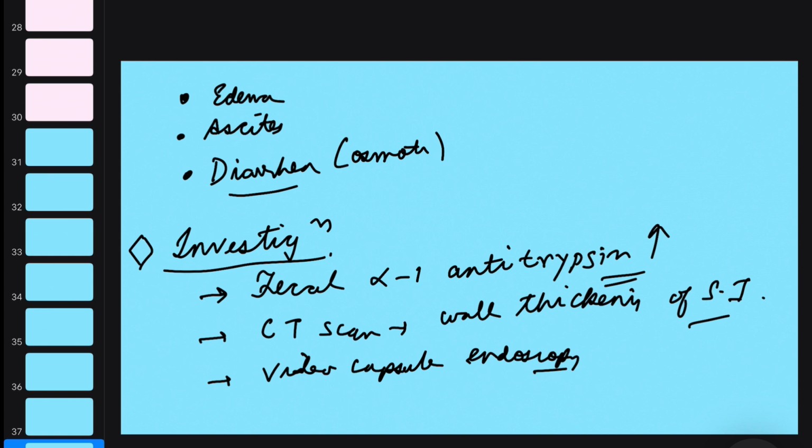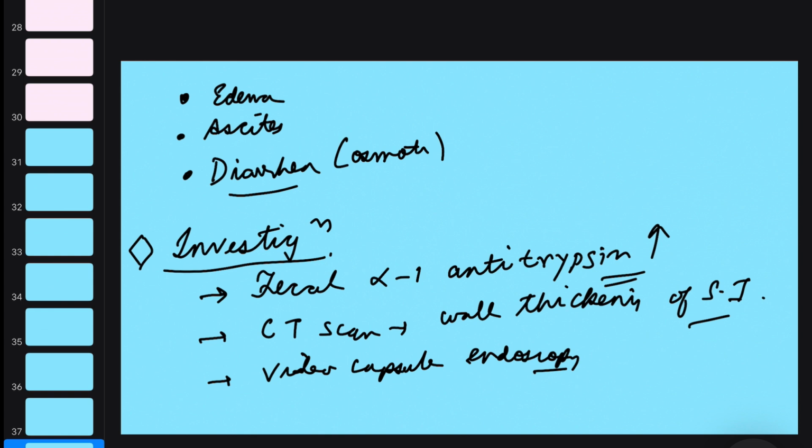You can do an endoscopic biopsy, that also will show you, but basically a CT scan will also show you. That is wall thickening, there are diffuse white lesions, and lymphangiectasia on endoscopy. And video capsule endoscopy is also viable over here.